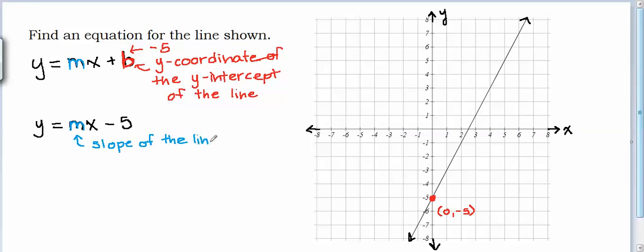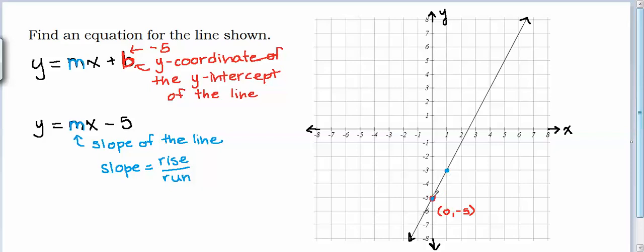So when we think about calculating the slope of the line, we're going to think about if I pick any one point on the line and move to another point on the line, the slope, or m, is the rise over the run. So if I started at this point here, you want to choose points that are easy to tell the coordinates of. So this point here is easy to tell the coordinates. Here's another point that's pretty easy to tell the coordinates of.